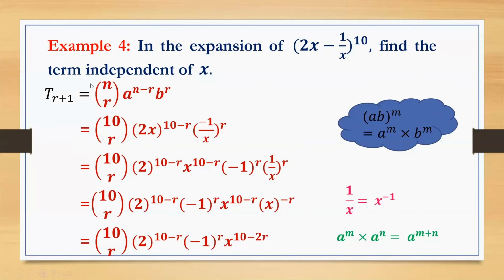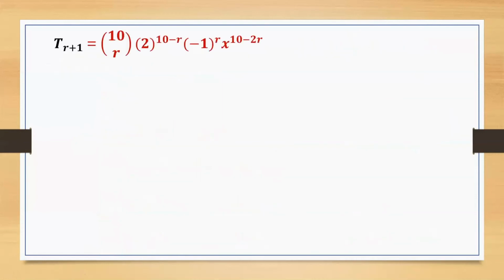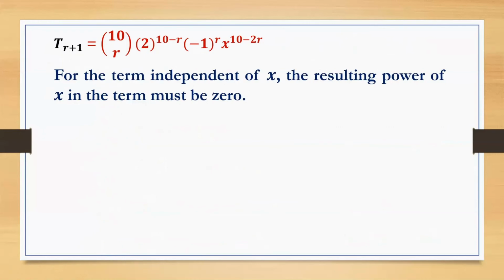Now, we have been asked to find the term independent of x. What does it mean, term independent of x? This means that the resulting power of x in the given term must be 0. When we have x power 0, we shall have 1. So here, in this case, we have a term independent of x. There will be no x in the term. So I need to get x power 0.